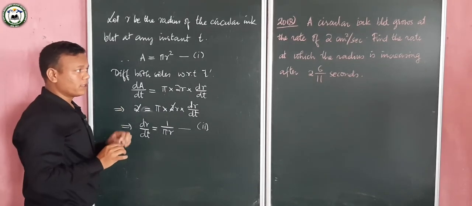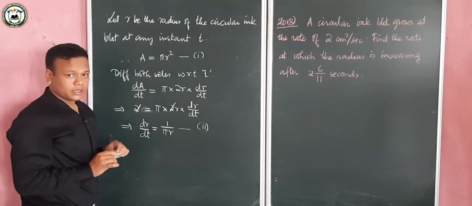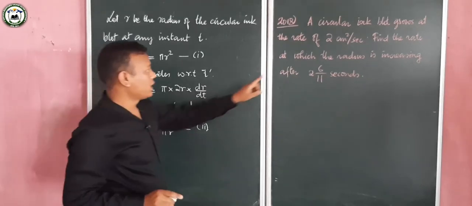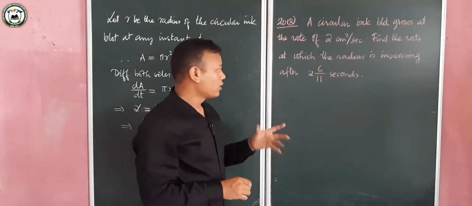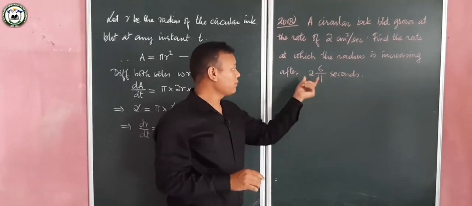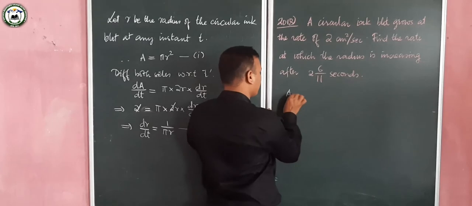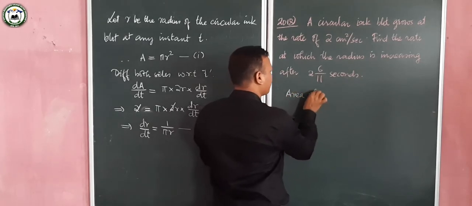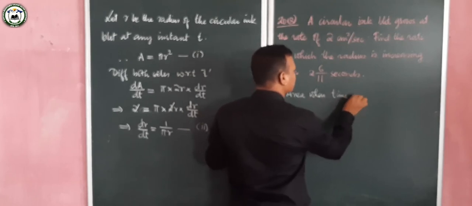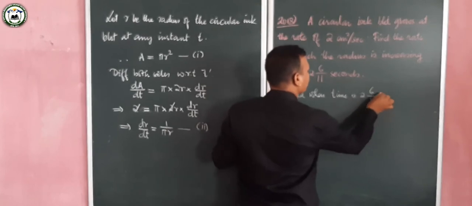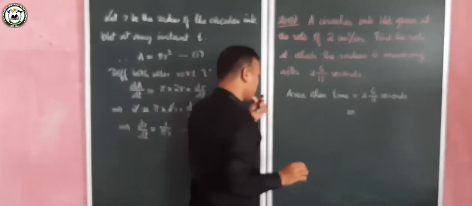Initially, at 1 second, what is the area? At 1 second the area is 2 cm square. So our rate itself tells us that at 1 second the area is 2 cm square. But the time we have is different, so at that time what will the area be? Let's try to find out. So the area when time is 2 and 6 by 11 seconds will be equal to, so let's try to find how much is that.